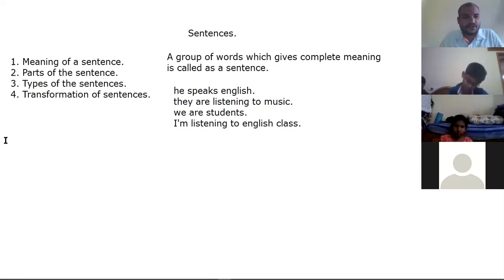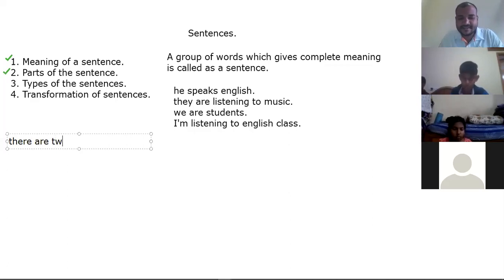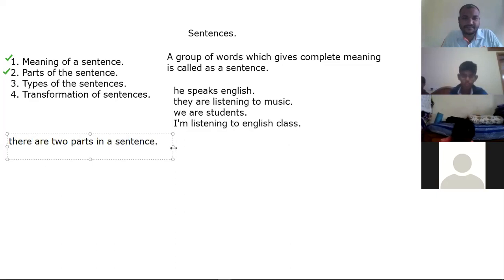Okay. Now we are going to talk about the second aspect. First topic completed, meaning of sentences. Now the second aspect: parts of the sentence. So how many parts are there in a sentence? Two parts. Right, there are two parts in a sentence. So what are the two parts?